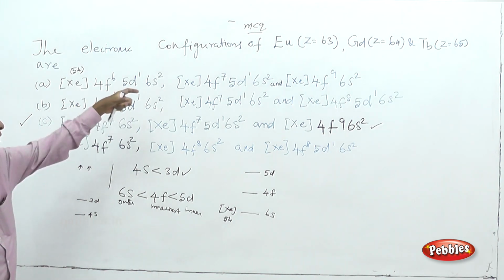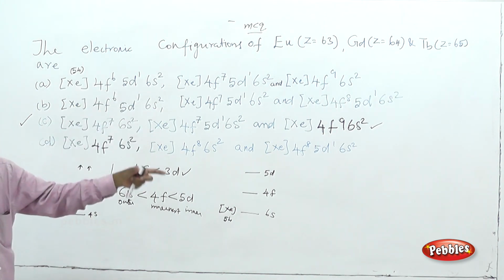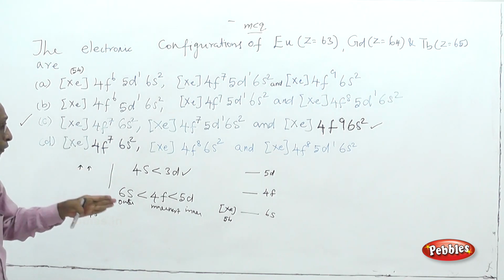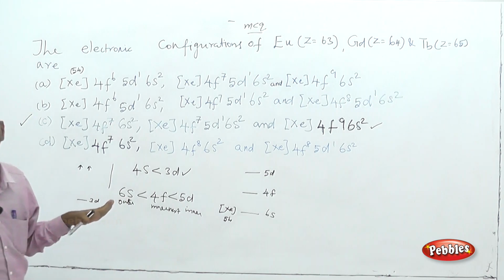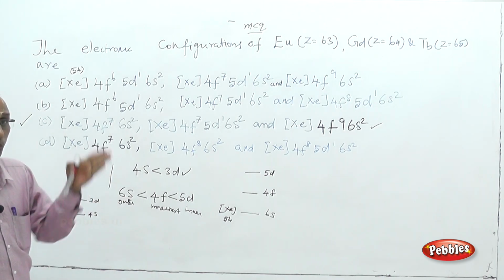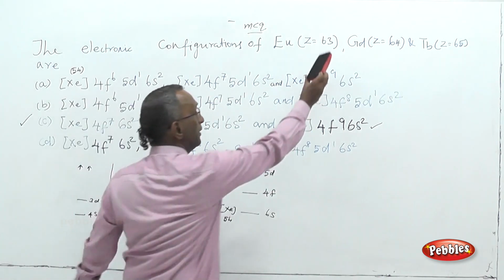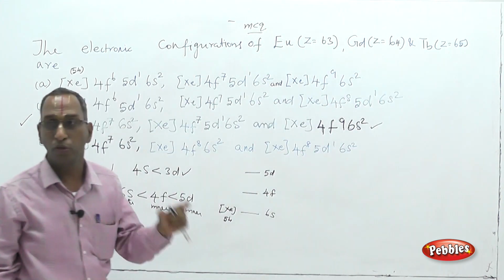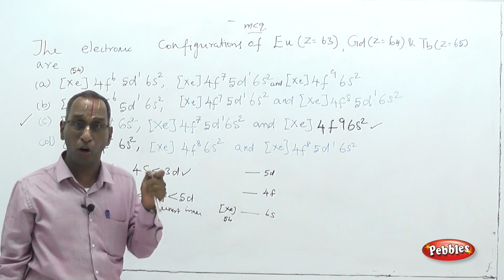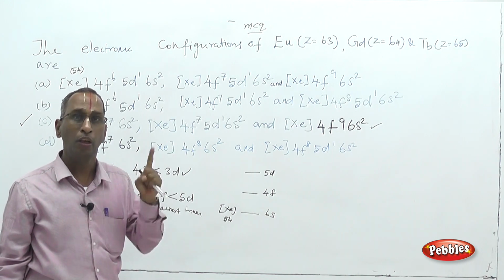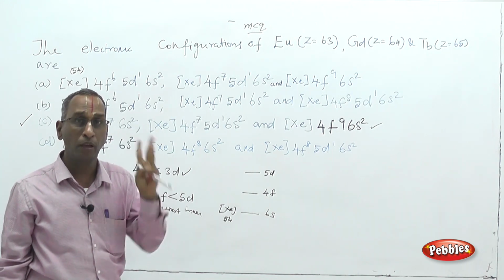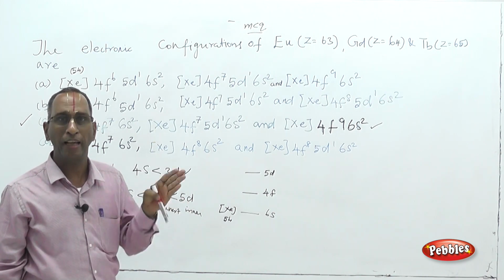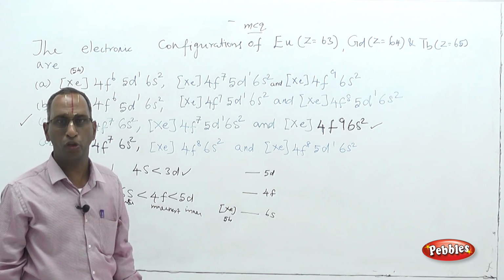Where it is Xe 4f 5d 6s like that, you have to first segregate the first 54 electrons as the xenon electronic configuration. Then what happens to the remaining 9, 10 or 11 electrons? For filling these 9, 10 or 11 electrons, you have to bear in mind two rules: Hund's rule of multiplicity as well as the half-filled principle. That is to be noted.